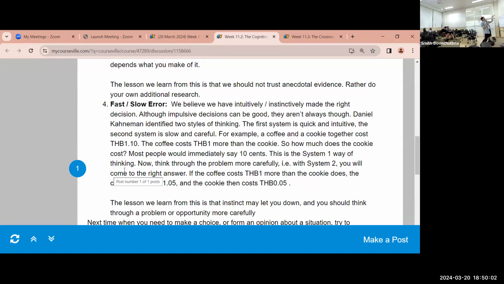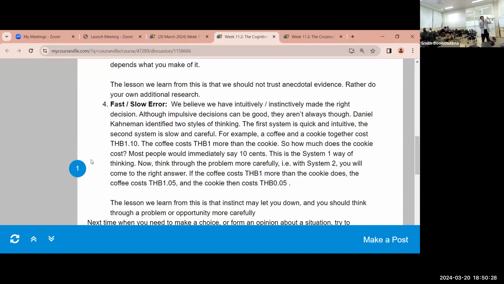One or something like that. So most people would immediately say 10. But we call this kind of thinking System One. What is System One? System One is the way of thinking where you make the decision based on your reaction, not from your brain, your reaction.